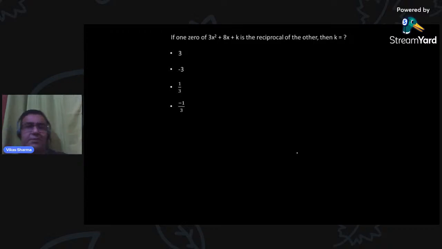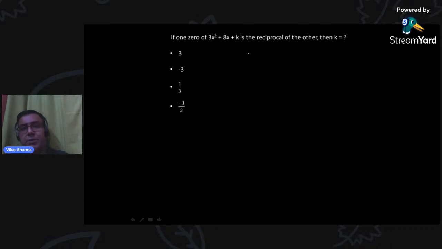Okay, simple question. Quickly tell me whether k is 3, it should be minus 3, it should be 1 upon 3, or minus 1 upon 3. Come on. Sum of the roots, product of the roots. Think about the relationship between the coefficients and the roots.